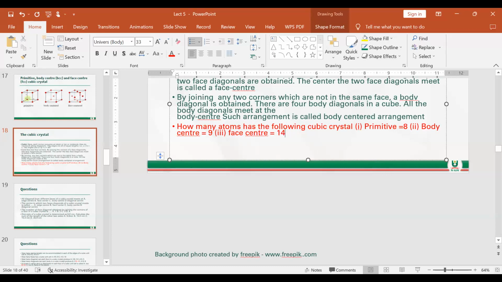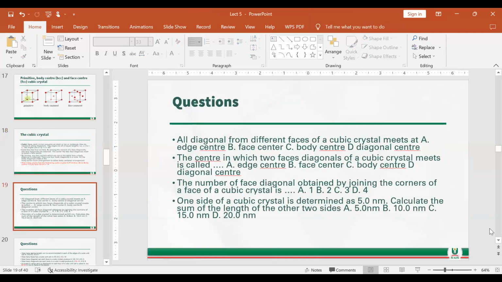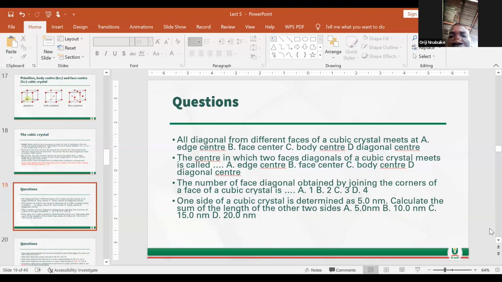All right. So question: all diagonals from different faces of a cubic crystal meet at A, edge center, B, face center, C, body center, D, diagonal center. What's the answer? The center in which two faces' diagonals of a cube meet is called the body center. It will certainly be body center.